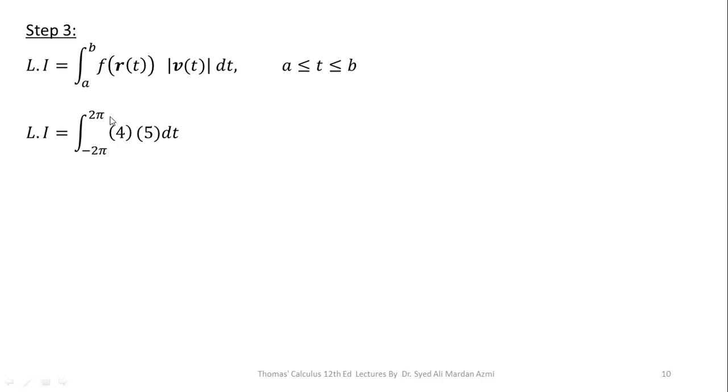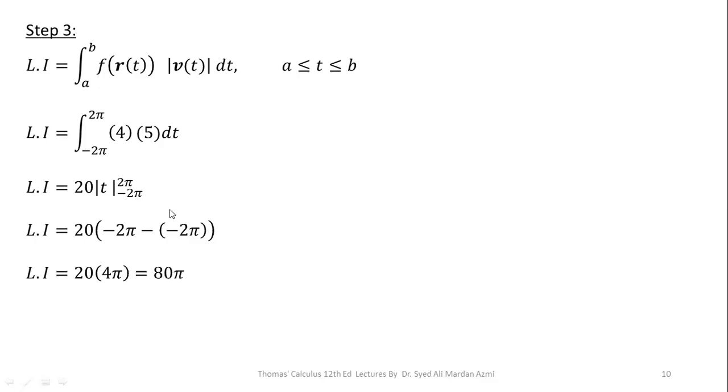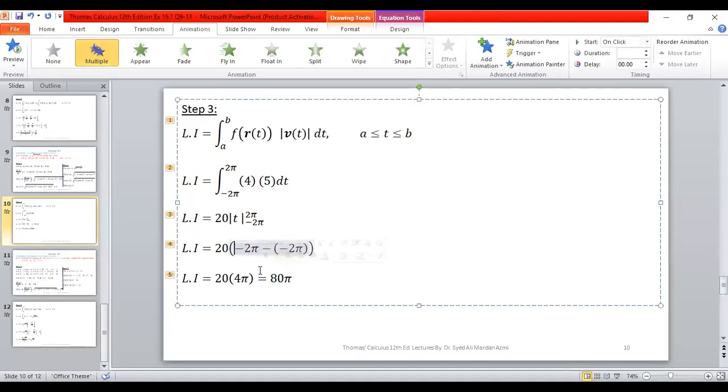After this, in step number 3, we will substitute the values in the formula of line integral. The limits are between minus 2 pi to 2 pi. The value of f of r of t is 4 and the value of mod v of t we have calculated in the previous step is 5. So 4 into 5 is 20. We can take it outside, and the integration of dt is t for the given limits. Applying the limits, upper limit minus lower limit, we get, actually this is plus.